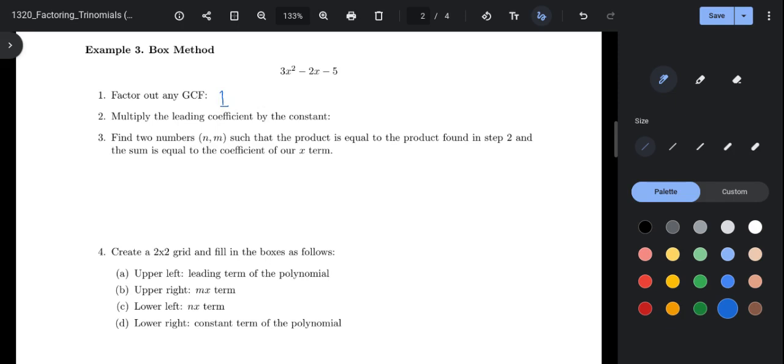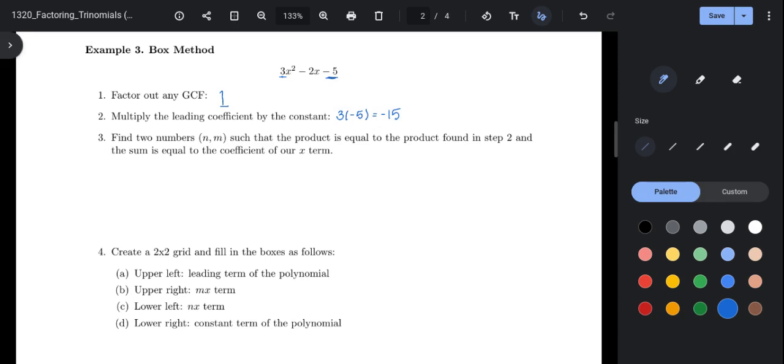And it says that we're going to multiply the leading coefficient by the constant in our polynomial. So the leading coefficient here is 3, and our constant is negative 5. So 3 times negative 5, we get a negative 15.